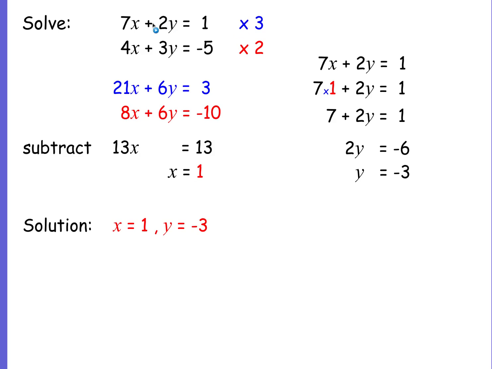So 2y, 3y. What's the smallest number 2 and 3 go into? The least or lowest common multiple is 6. So on the 2 times table, on the 3 times table, they share 6. That's the first number they share on the times tables. And that tells you what to multiply each equation by. So that's the elimination method.